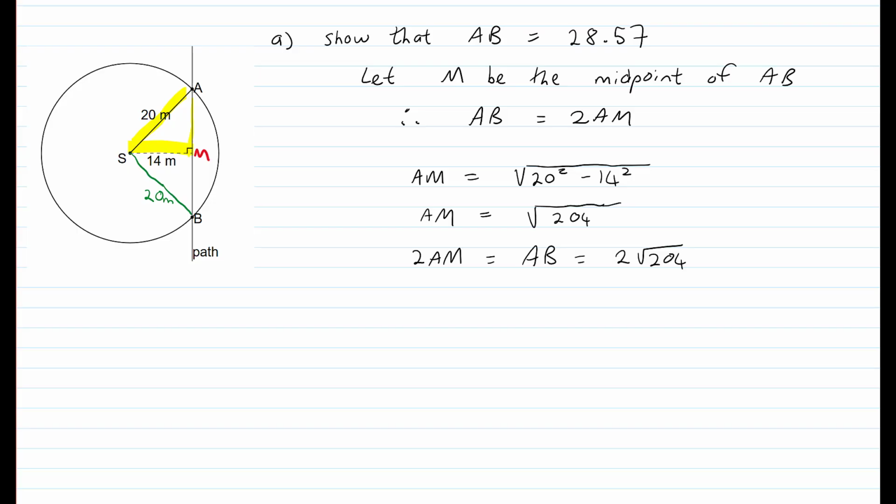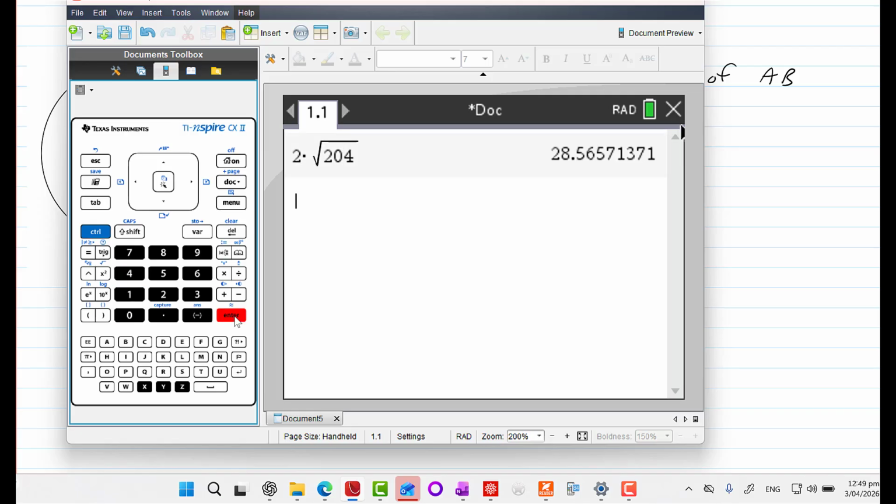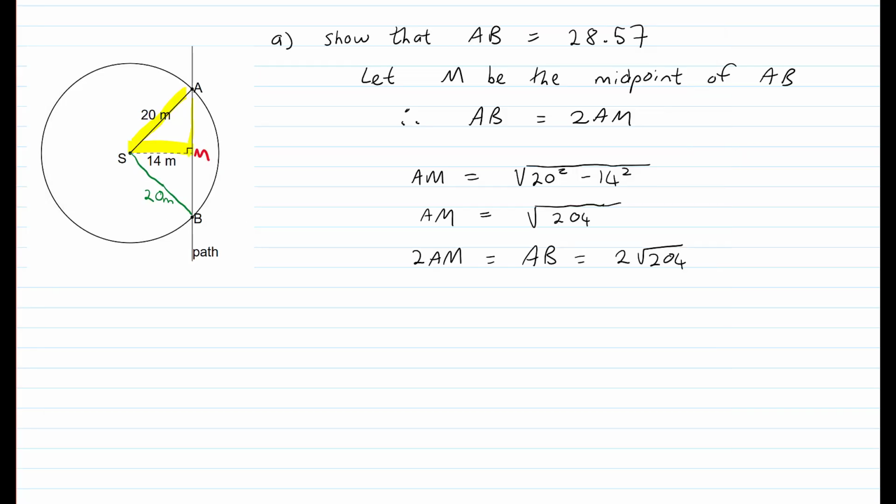So just bringing our calculator up to check that we're going to get the correct answer. So we go 2 times the square root of 204. That is equal to 28.5657, and so on. So we'll note that in. So it's equal to 28.5657, which is equal to 28.57 to 4 significant figures.